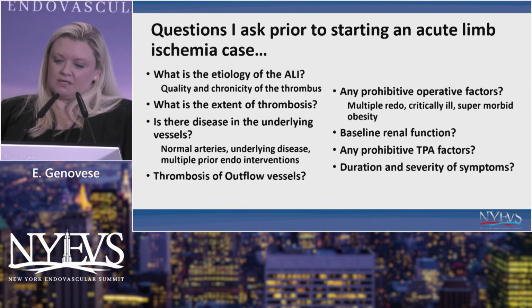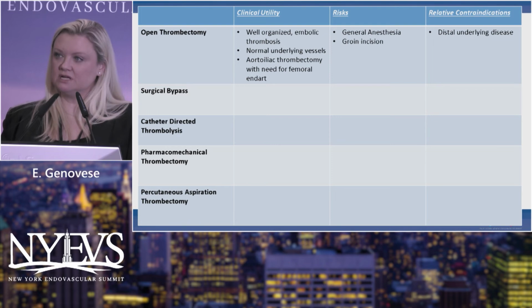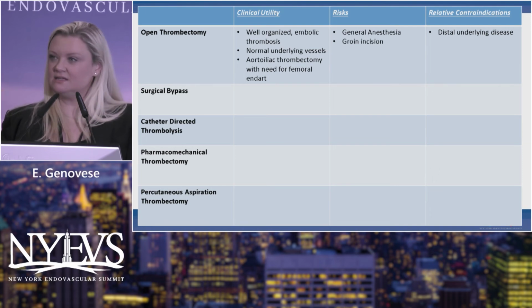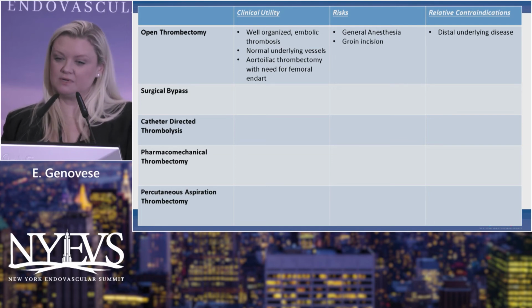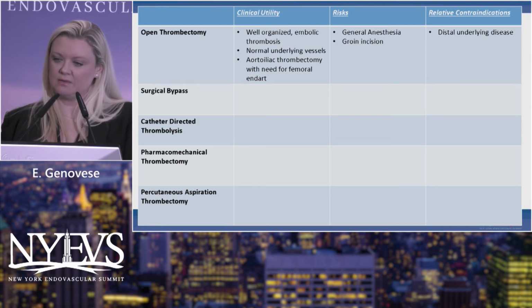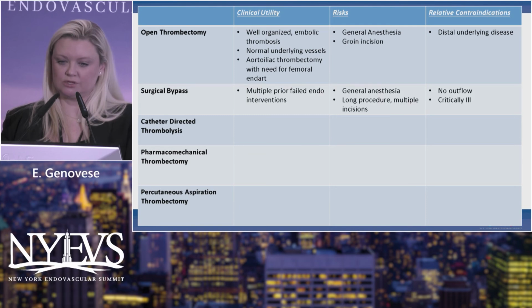So here's how I group everything. Open thrombectomy, I think, still does play a role. For me, it's well-organized thrombus in normal underlying vessels. If someone throws a cardiac embolus to the common femoral, that's an easy hour and a half operation, but it does require groin incisions and general anesthesia. The other benefit of an open embolectomy is if someone has aortoiliac occlusive disease or common femoral disease, and you're going to end up doing an endarterectomy at the same time. I don't love it when there's distal disease, because then you end up converting that to a hybrid procedure.